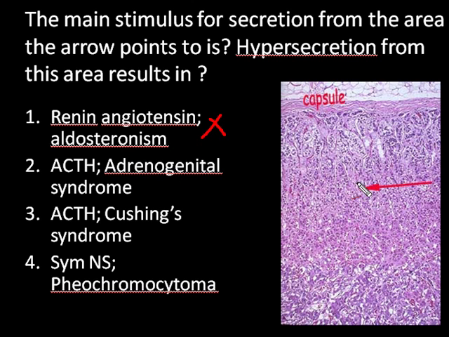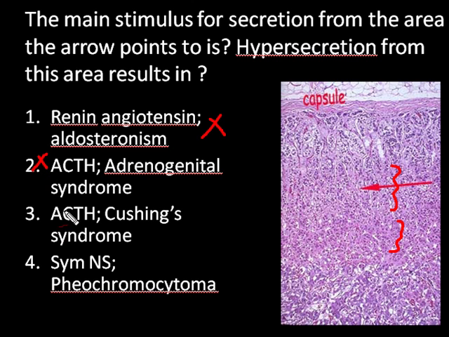ACTH, but that is true. ACTH is the main stimulus for secretion from zona fasciculata, which is this area. But hypersecretion does not result in adrenogenital syndrome. That is, adrenogenital syndrome is if there is hypersecretion from the zona reticularis. So hence, this is not a correct choice either.